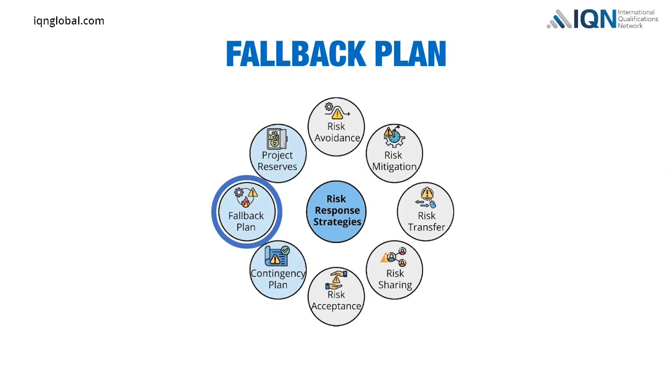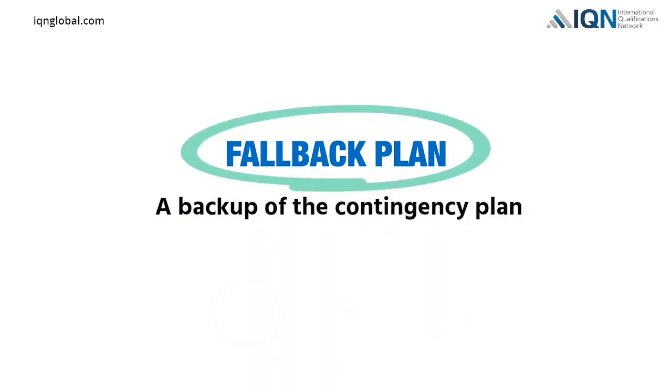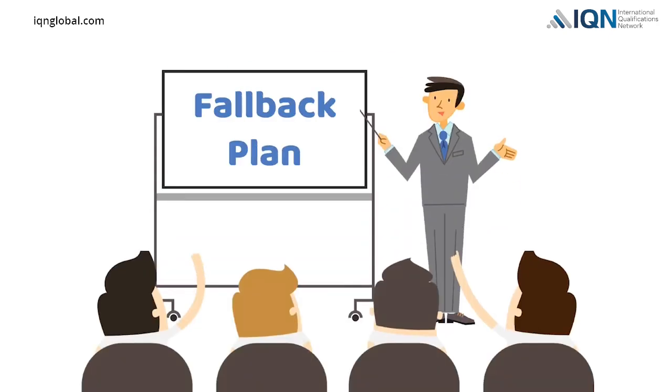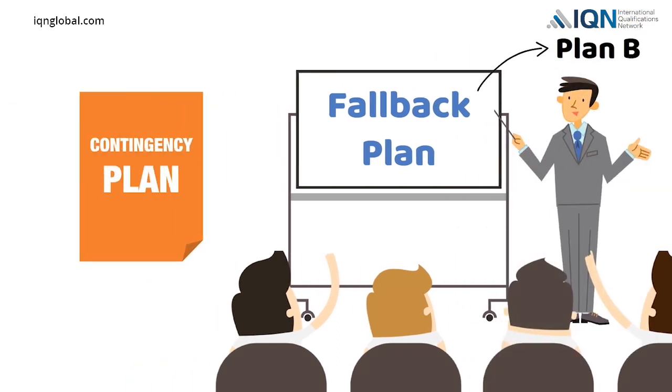Fallback plan. As a backup of the contingency plan, the project team may prepare a fallback plan whenever possible. For the project team, a fallback plan is an additional response strategy in case the contingency plan fails. The fallback plan is like a Plan B in case the contingency plan, which is Plan A, fails.